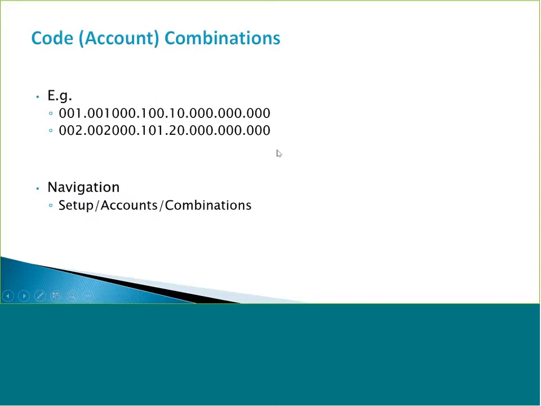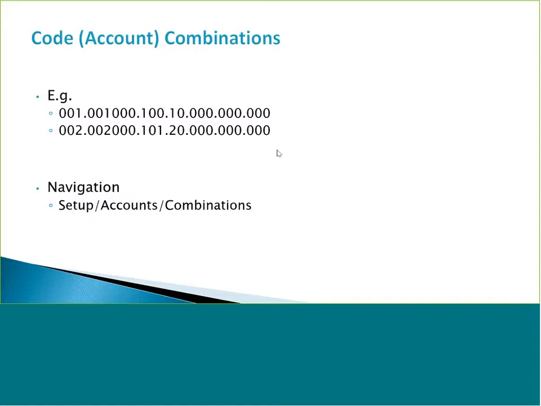Now, why are we looking at this concept of code combinations? In order to use these combinations, they have to exist in what is called the combinations table. So in order to enter these values in a journal, they have to exist in the combinations table. So the combinations table in general ledger is what determines what is a valid or invalid account combination or code combination.